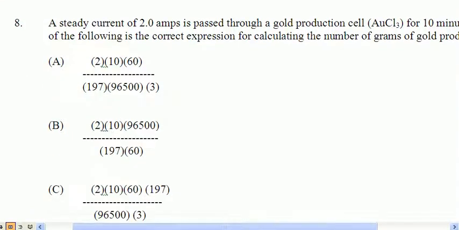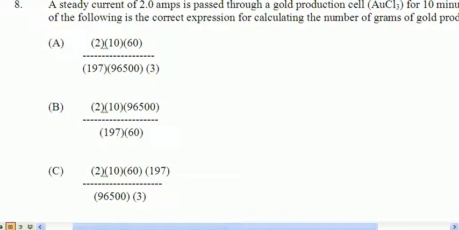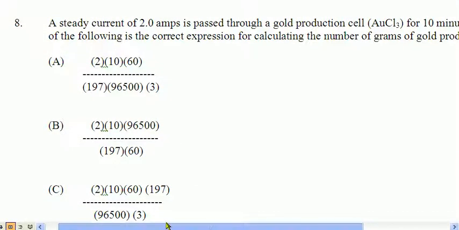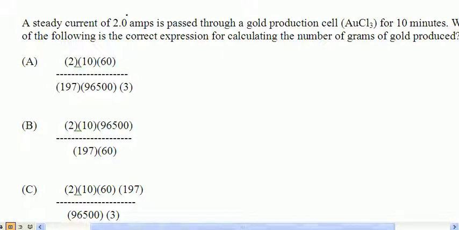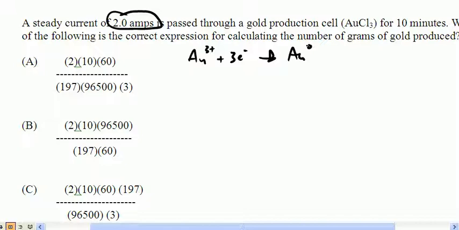Okay, in this one, this is a really good example of how they're really not asking you to do the math. They're asking you just to set up a problem. So if you don't look at any of the choices, what we have here is a plating problem where we're taking gold, which is 3 electrons, and reducing it down to gold 0. And they're asking how much mass would you produce if you did that for 10 minutes.